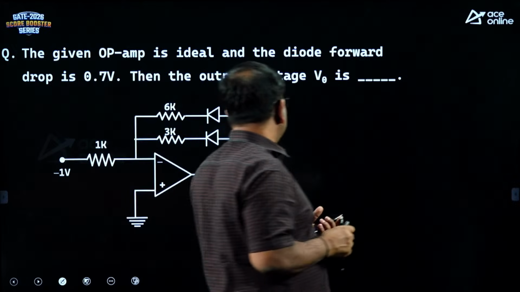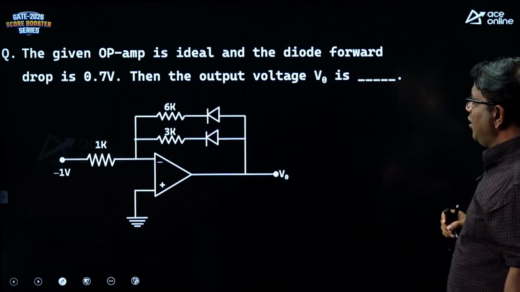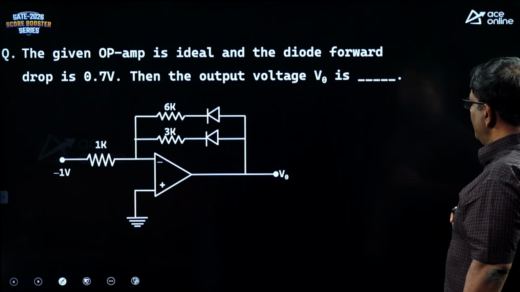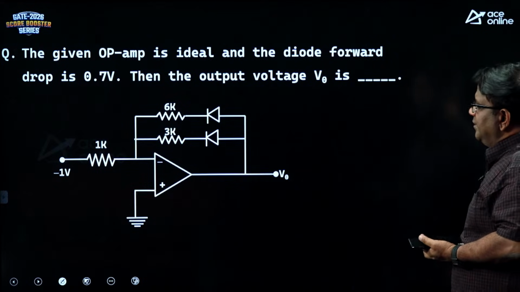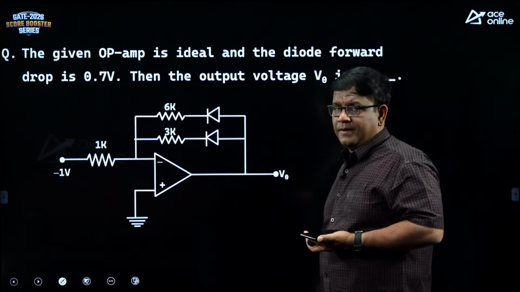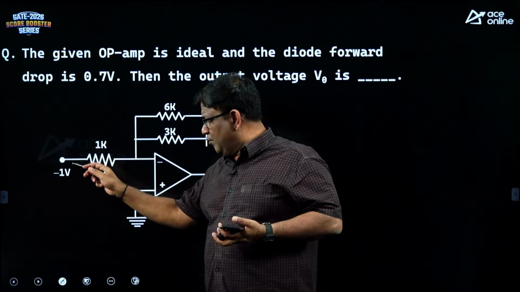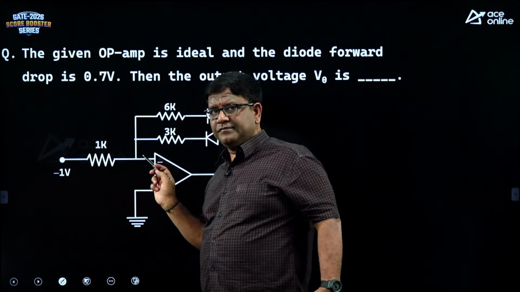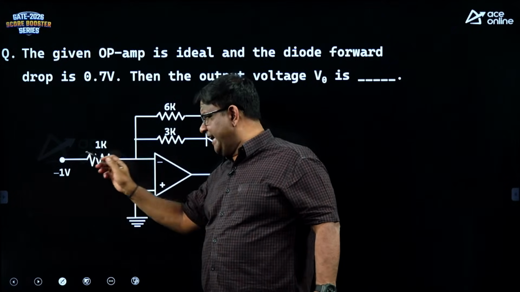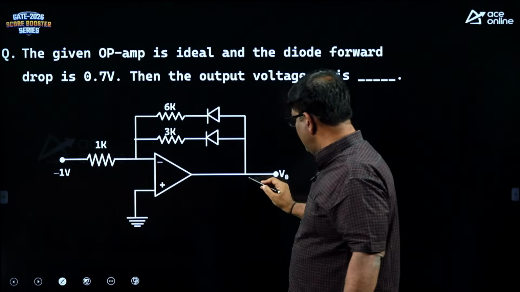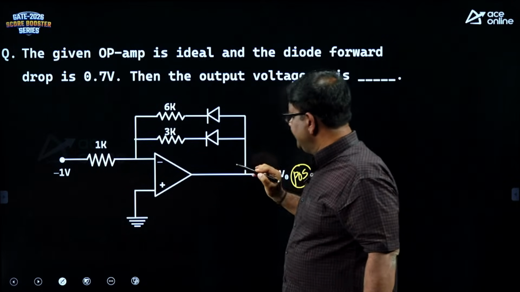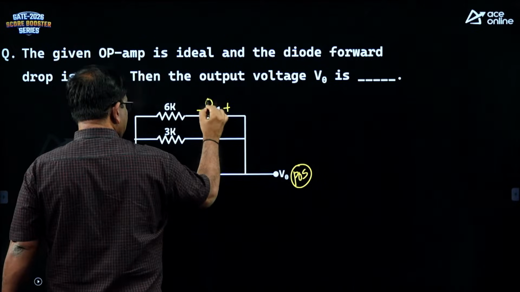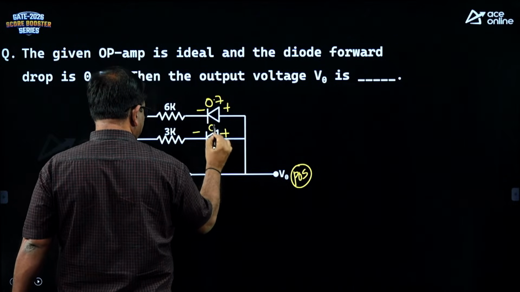The given op amp is ideal and the forward drop is 0.7. Then the output voltage V0 is... Now, when a negative voltage is given to the negative terminal, please watch carefully. When a negative voltage is given to the negative terminal, the output is positive. When the output is positive, the diodes are on. When the diode is on, there is negative feedback.